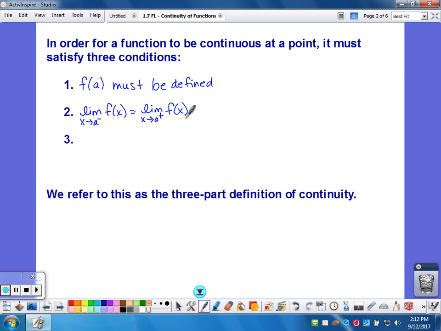The third condition is that the limit as x approaches a of f of x is equal to what f of a is defined to be. So your limit and the value of your function at that point must be the same y value. We refer to this as the three-part definition of continuity. You need to know this definition and be familiar with it, as well as know how to use it to determine continuity.